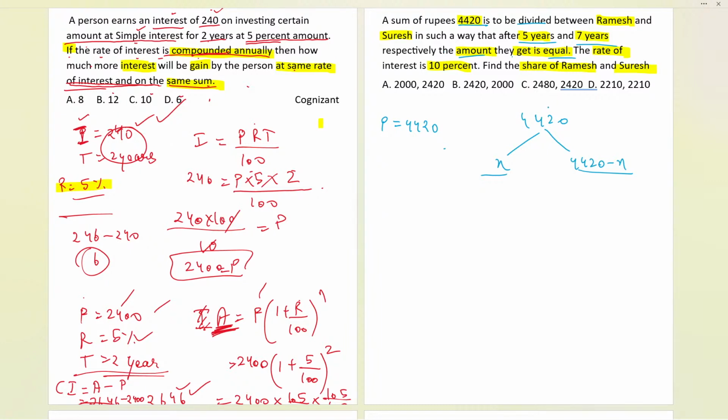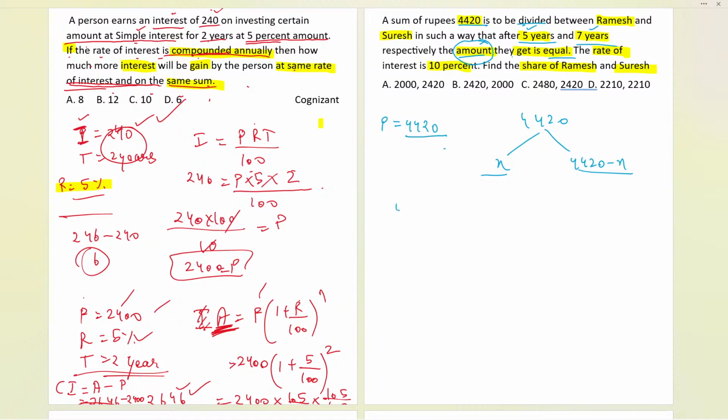The sum of money is divided between them, and after 5 years and 7 years the amount they get is equal. Now we'll be considering simple interest in this case, because nothing is said in the question about simple or compound interest. Usually when it says amount directly, it is talking about the amount. If it is asking for many years, we usually consider compound interest, but it's fine. Let us see over here. So if I consider the simple interest for both the years, considering the amount.